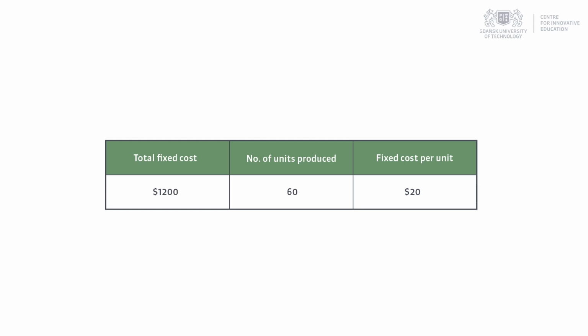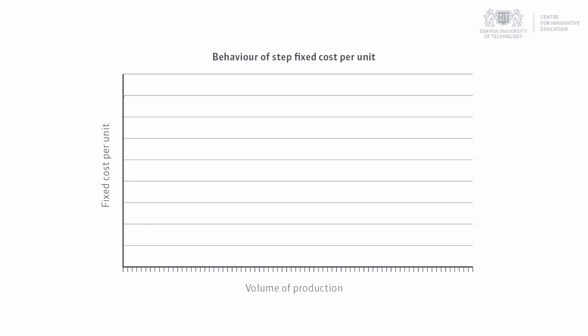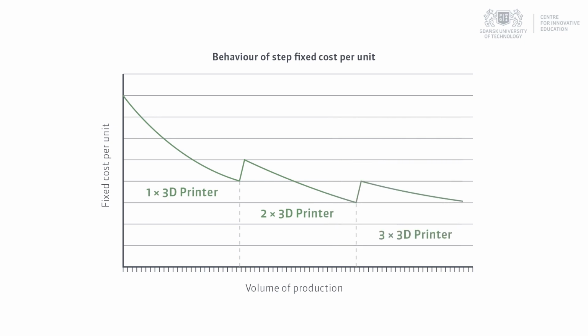But what will happen when you use the maximum production capacity of both printers? Please note that by using the maximum capacity of both printers, your fixed cost per unit has dropped to $20. If you buy a second, third, and fourth printer, in this case, the step fixed cost per unit will behave like this.